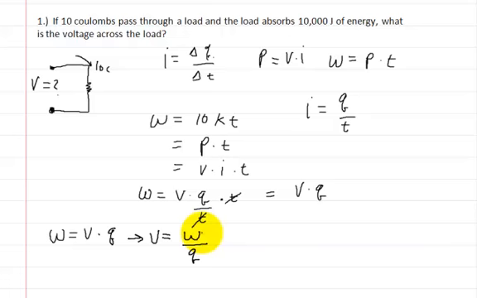So the energy was 10,000 joules, so let's write that down. 10 kilojoules divided by the charge, which was 10 coulombs. And so 10,000 divided by 10 is just going to be equal to 1 volt, because joules divided by coulombs will give you volts. Okay, so now let's go on to the next problem.